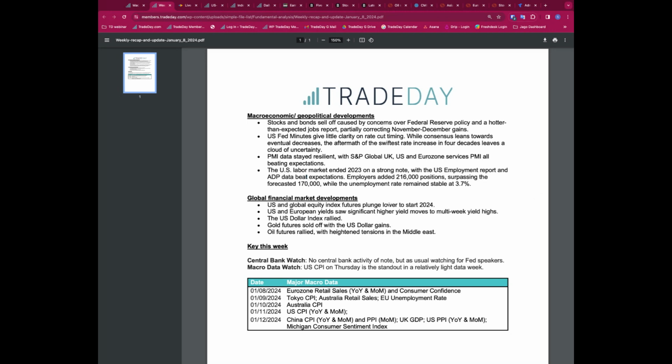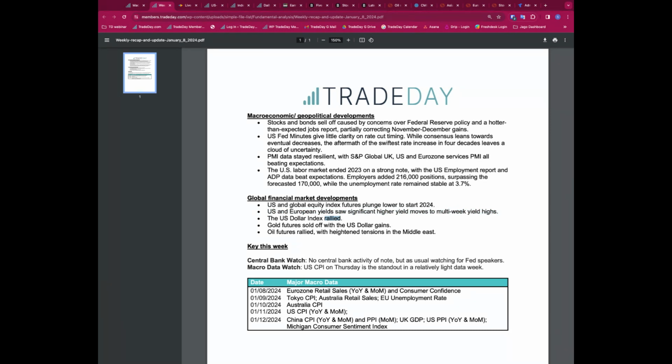So what happened was we saw US stocks and global stock indices notably lower. Bond prices were down across not just the US but European bonds too, all selling off, going to multi-week higher yields. The US dollar index went higher.